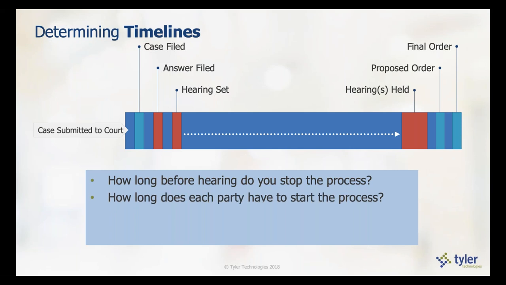All right, so here's another one. How long does each party have to start the process? So, for example, once you send the invitation to the plaintiff, how long do you want to allow them to wait until they time out and we move on with just the regular court process instead of doing an online process? Maybe that is 3 days, maybe it's 5 days, maybe it's 10 days.